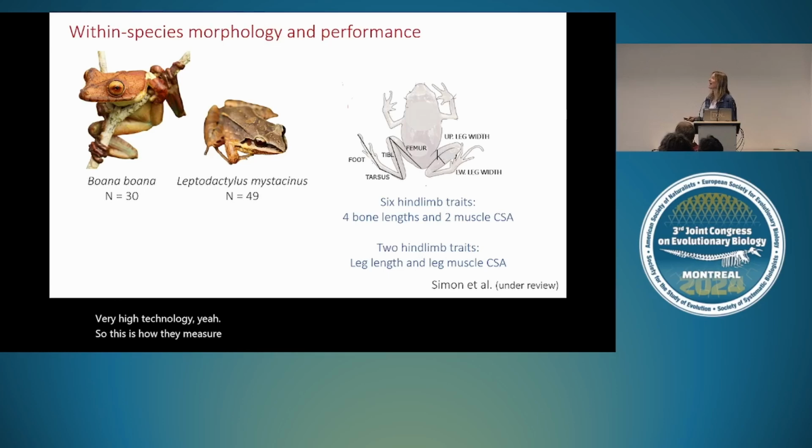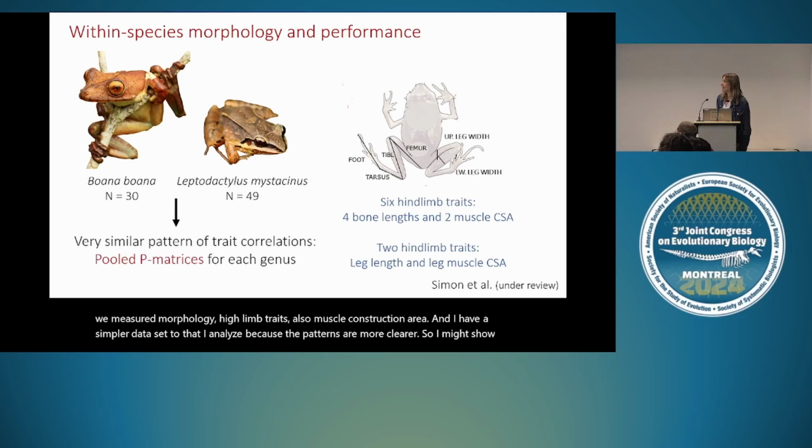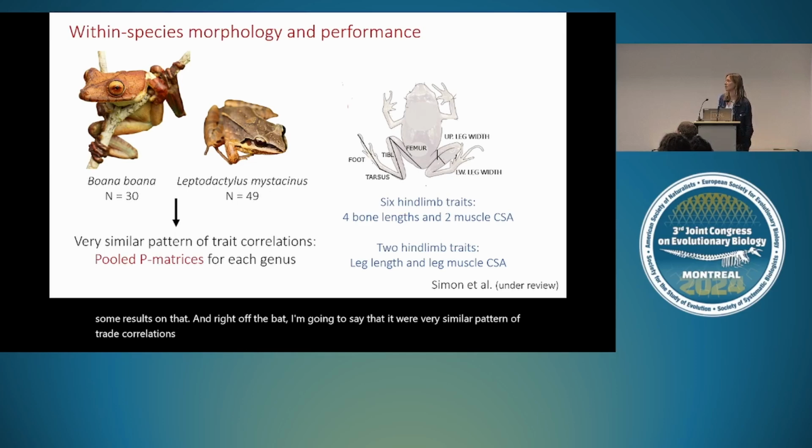And so we could have within-species morphology and performance. We have higher numbers of individuals for 2 of the genera in which we measured performance, and then we measured morphology, hind limb traits, also muscle cross-sectional area. I have a simpler data set that I analyzed because the patterns are clearer, so I might show some results on that. And right off the bat, I'm going to say that it was a very similar pattern of trait correlations between these 2 species and also another one for which we had just morphology.